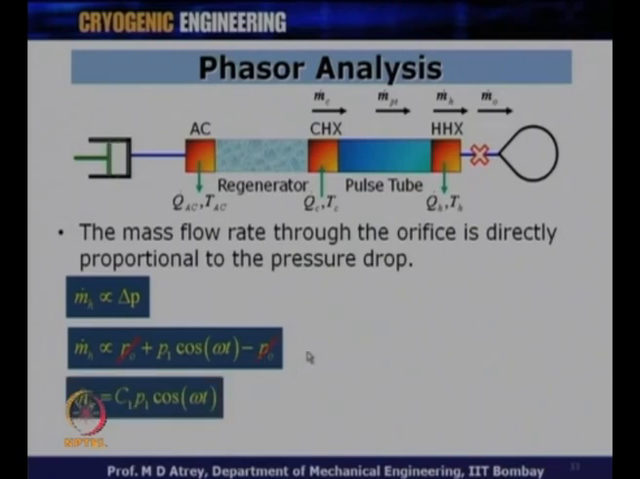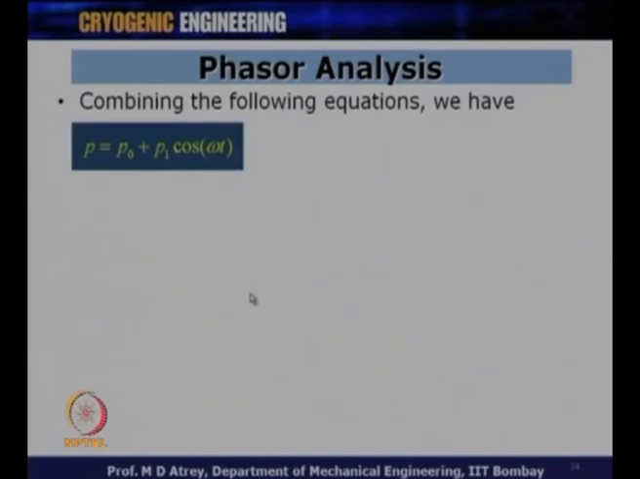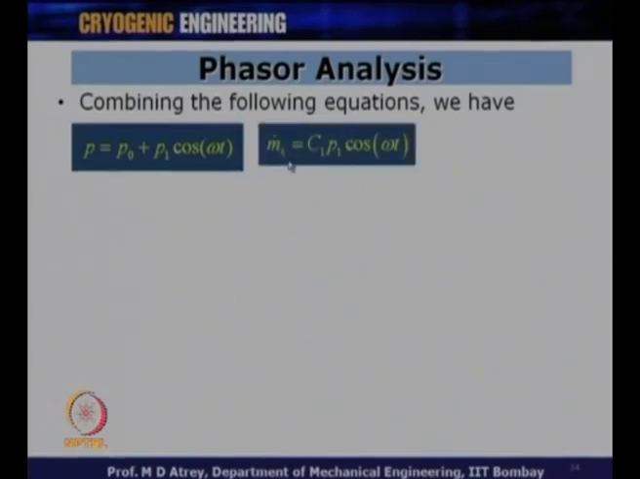So, P0 will get cancelled, and I will remove the proportionality sign and introduce a constant of proportionality. Therefore, I can write m dot h is equal to C1 P1 cos omega t. This is very important. Combining the following equations, we have P is equal to P0 plus P1 cos omega t, and m dot h is equal to C1 P1 cos omega t.